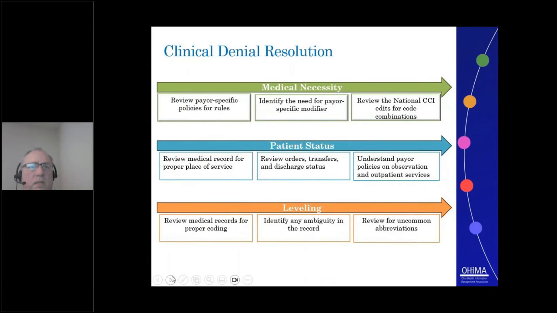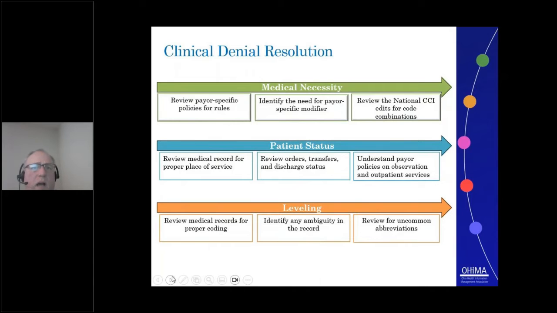Medical necessity represents the codes listed do not support the need for service. To understand how to resolve the issue, we must understand what the payer-specific policies are that relate to those codes. Is the code payable? Can it be addressed by adding a modifier? Also, utilizing the National Correct Coding Initiative Edits Table, or NCCI, we can ensure that the code pairs are not combined with another service referred to as bundling.